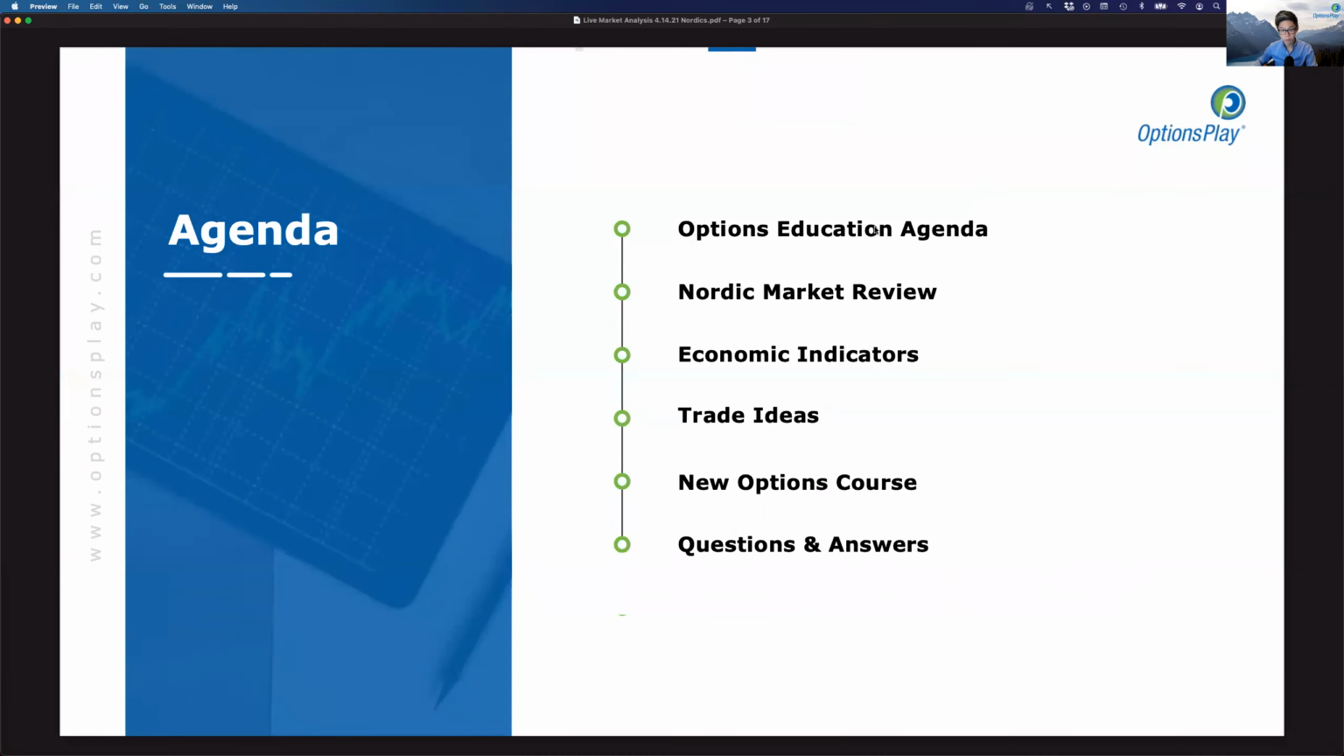So we'll start off by just reviewing our options education agenda and what we still have coming up before we do a broader Nordic market review, taking a look at the major indices here in the Nordics, how they're performing in comparison to each other, where we see some rotation within the major markets. And then taking a look at economic indicators, which will also take a look at some sector rotation as well, to take a look at which sectors are outperforming here within the Nordic markets before we look at some of our trade ideas, and then showing you the new options trading course so that you can access more of the information to allow you to take what you've learned and apply them to using the equity markets, using the OptionsPlay tool here in the Nordics.